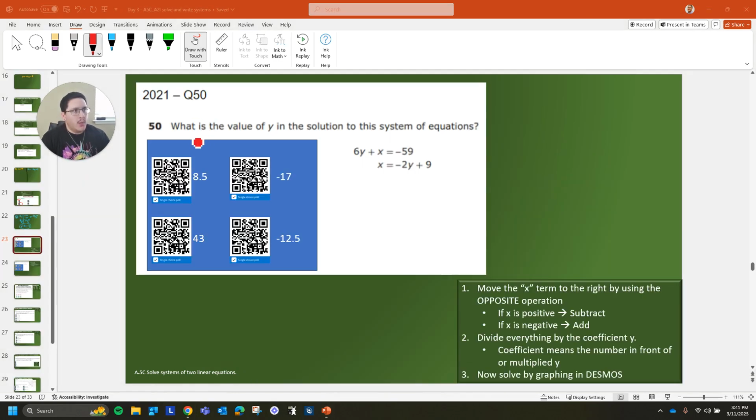Here's another problem. What is the value of y in the solution to this system of equations? Notice the systems and notice how they have different forms than the ones we've been practicing for. However, the goal is still the same. You still want to get the y by itself by moving everything that's not a y to the other side of the equal sign. So just try to think about that. See if you can figure this out on your own. Pause the video, work through this, try to get an answer. Otherwise, in about 5 seconds, I'm going to show y'all how to do this.